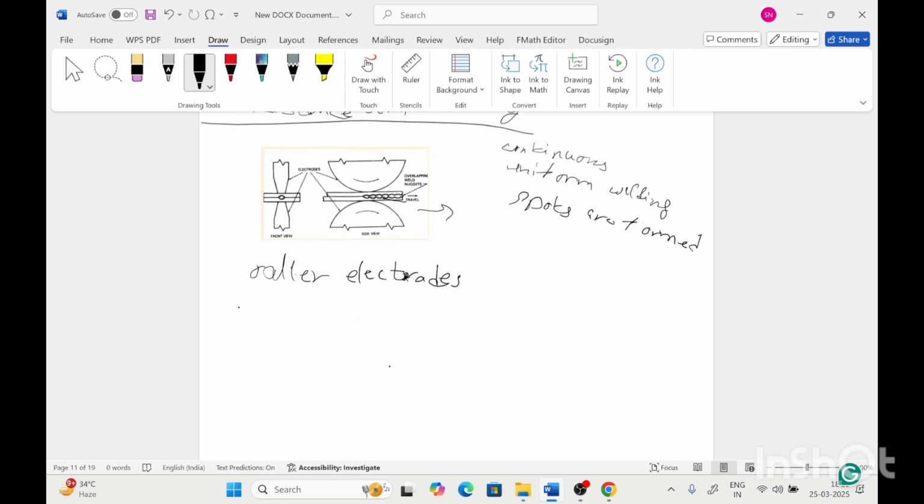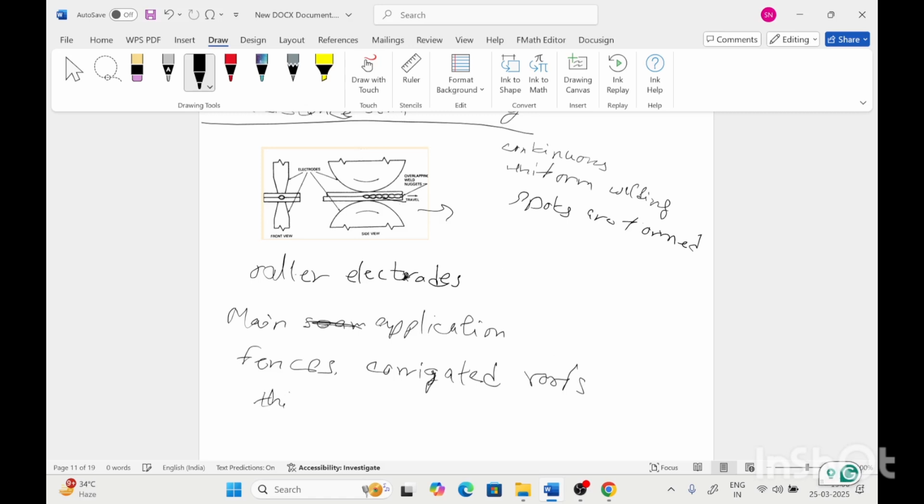So the main application of this resistance seam welding is in fences, corrugated roofs, and thin sheet welding is easy. Means thin sheets can be easily welded in the resistance seam welding.